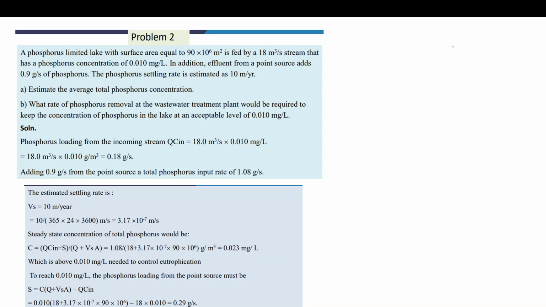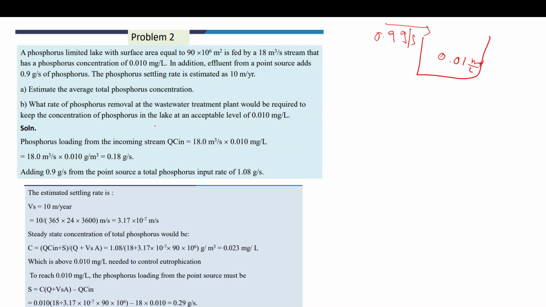Okay, so here, this is the lake, let's say, and there is a stream, the area of which is given, and there is a flow rate of stream which is given to you, 18 meter cube per second, and further the effluent enters which has phosphorus addition rate as 0.9 gram per second. So you need to find out the average concentration, and here it is 0.01 milligram per liter. Now, since this is flowing, the concentration will increase.